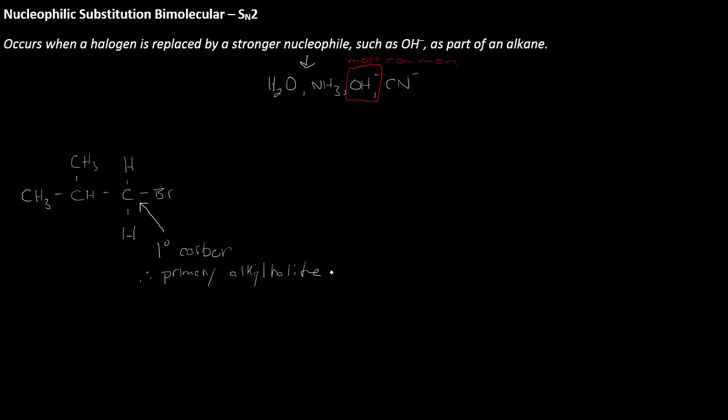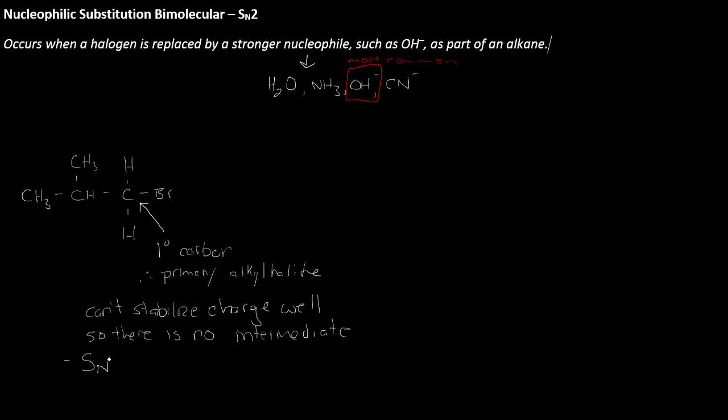Right. This is important because the SN2 mechanism is favored when your halogen occurs at a primary carbon over either a secondary or tertiary. Okay, and this is due to the idea that the reaction occurs all in one step. So this bimolecular notion means both particles that are involved in the reaction come together in a single step. This is not a two-step process, right?